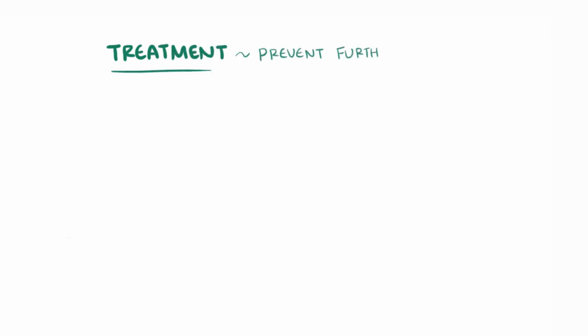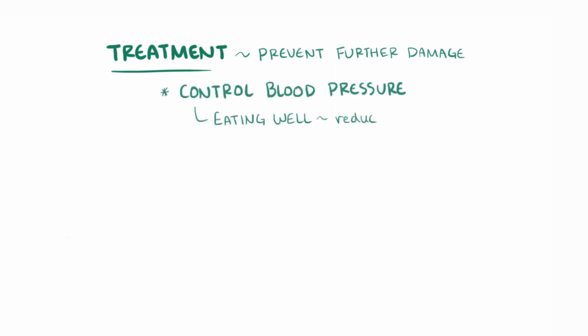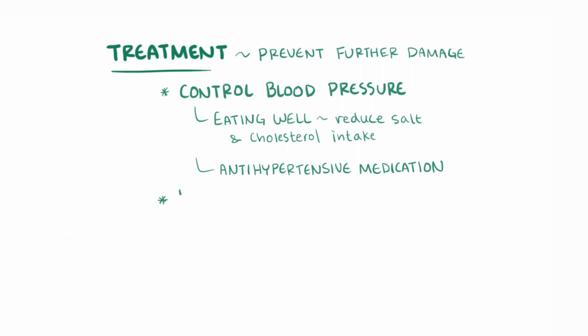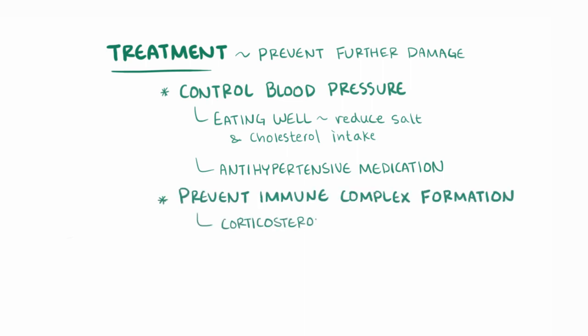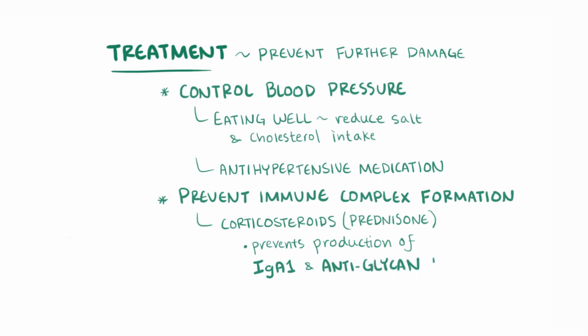Once the kidneys have been scarred, they can't be repaired. So treatment's mainly focused on preventing further damage and avoiding end-stage kidney disease. Controlling the blood pressure can help by eating well and reducing salt and cholesterol intake, as well as by taking specific antihypertensive medication. Preventing the formation of immune complexes can help as well. Taking corticosteroids like prednisone can prevent an individual's immune system from making both the defective IgA1 as well as the anti-glycan IgG, which bind together to form the immune complexes.